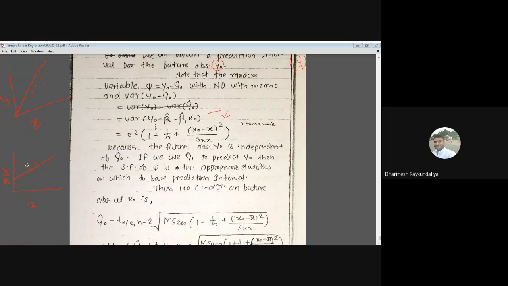What is beta 0 cap? Beta 0 cap is nothing but y bar minus beta 1 cap x bar. And what is the estimate of sigma square? The estimate of sigma square is nothing but the sum of squares of residuals divided by n minus 2. N minus 2 is the degrees of freedom associated with the regression line. That is the error.